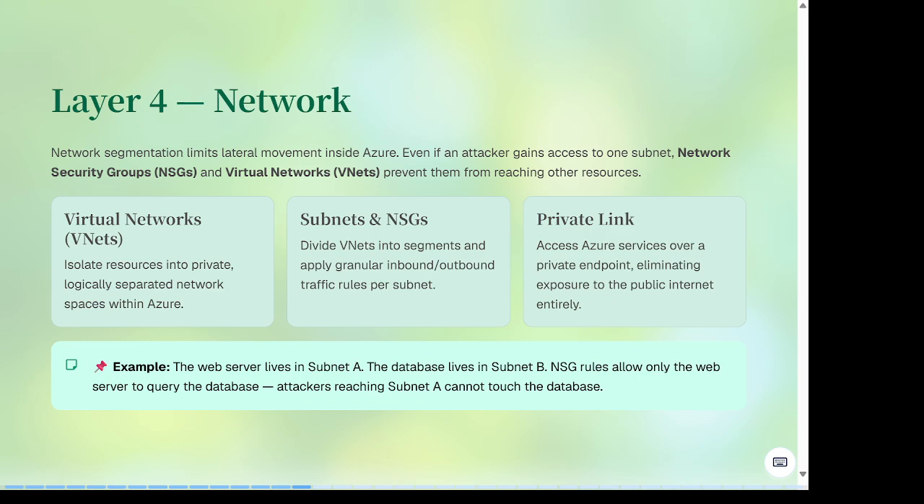Next, Private Link. By default, many cloud services are accessed over the public internet. But with Private Link, Azure allows you to access services privately without exposing them to the internet. So traffic stays inside the Azure backbone network. This greatly improves security and reduces exposure to external threats.